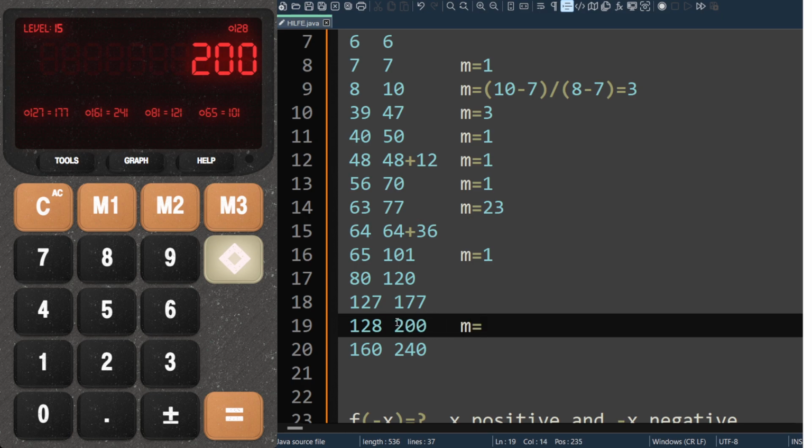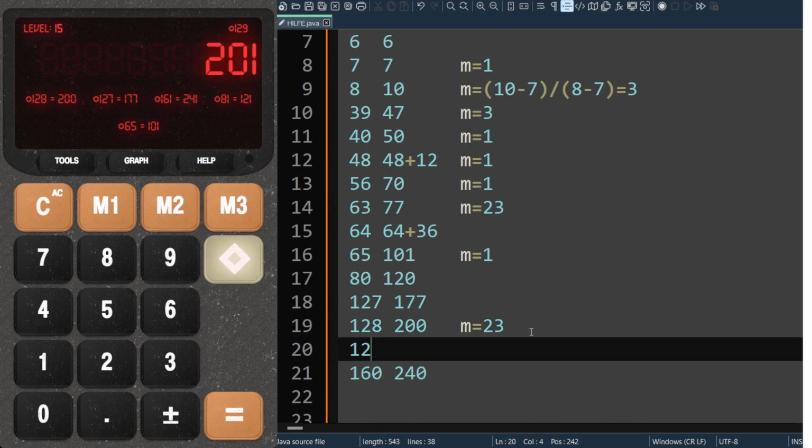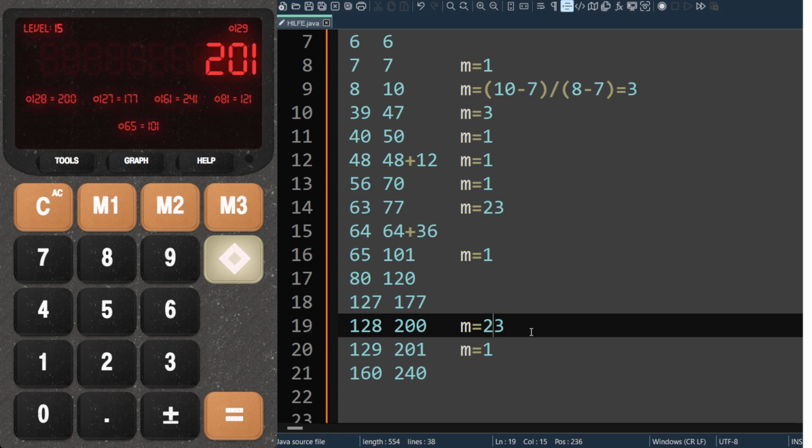Okay. And just for good measure, 129 should be 201. F of 129 should be 201. Yeah, okay. 129, 201. M equals 1, incline equals 1 again.